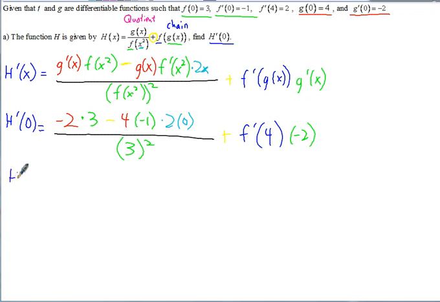And now it's just a matter of working this out. Let's simplify it. H prime of 0 equals, well, notice we've got a 0 right there. Now it wipes out this entire term, right? So that's gone. They just have negative 2 times 3, that's negative 6. Over 3 squared is 9. Plus f prime of 4, they tell you at the top, is 2. Times negative 2.